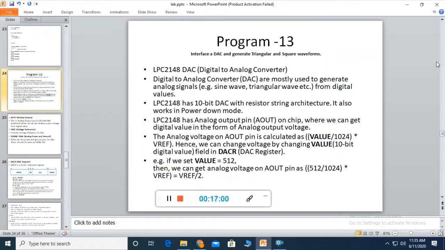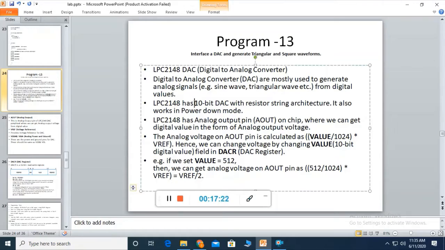So as you know, DAC is a digital to analog converter which can be used to generate various analog signals. Our kit has a 10-bit DAC, meaning it accepts a 10-bit digital value and produces an analog output voltage. So it has a 10-bit input wherein you are giving digital input, and it has a single analog output pin which produces an analog output corresponding to this 10-bit digital input.